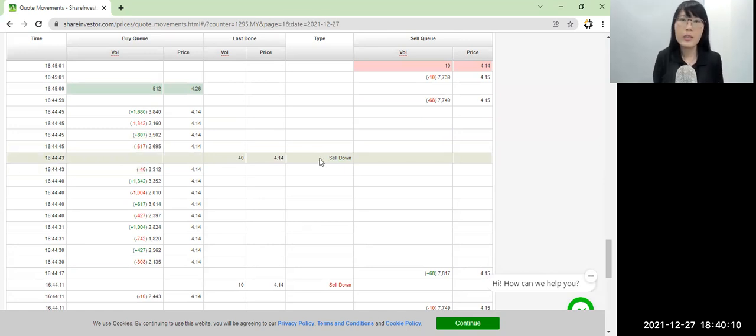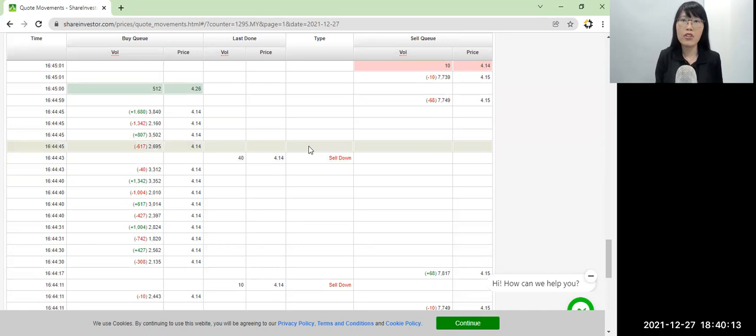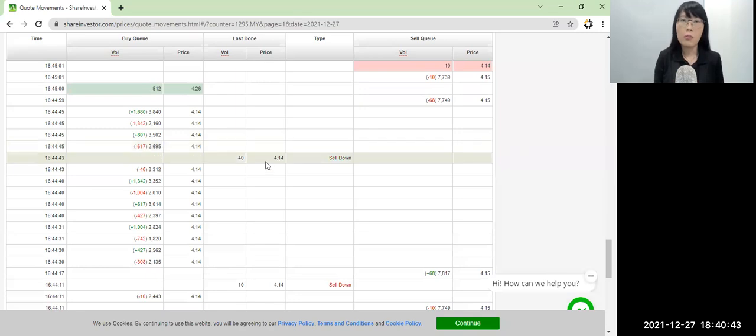So this is what a quote movement will tell you: exactly at what time, what quote, and how people change and modify their orders. This is a very useful function for you. If you are a day trader, this is a very critical function. It gives you all the information you need about the big players, whether they are coming in or they are quitting the market. These are the features of the quote movement.